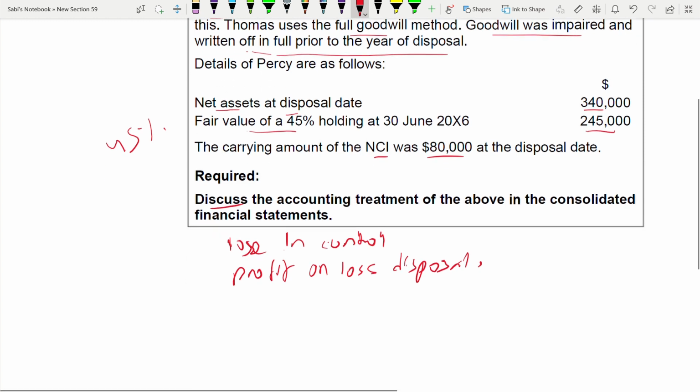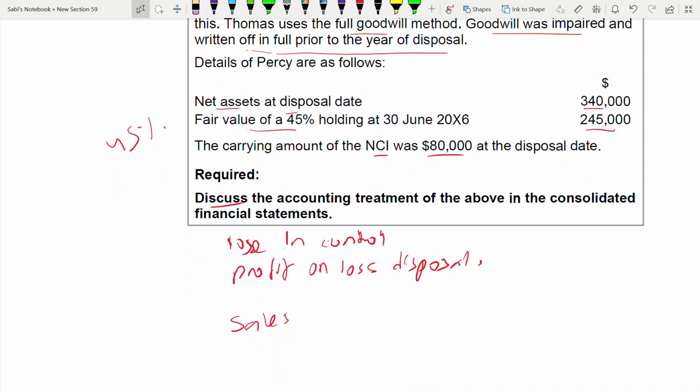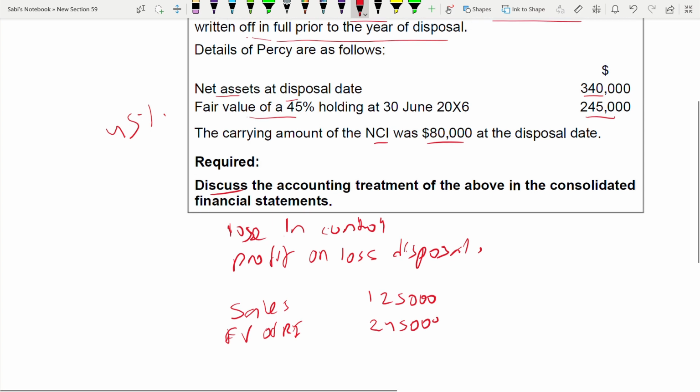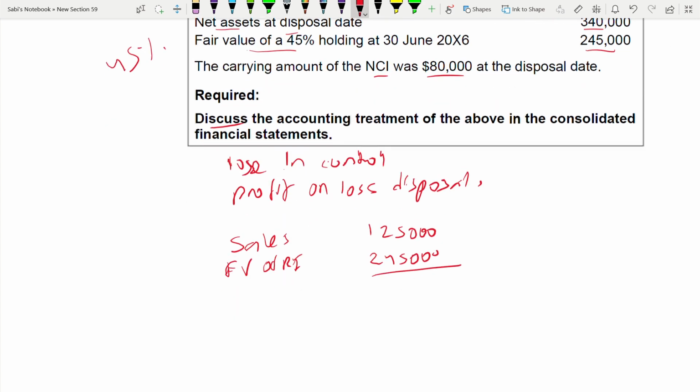Now you will calculate. You start with sale proceeds. It was for 125,000. Then fair value of retained interest. Here you will have a fair value of retained interest. Why? Because you didn't sell 100%. But in the previous one, you have sold entirely. That's why there's no fair value of retained interest. Retained interest, 245,000. Which is giving you 370,000.